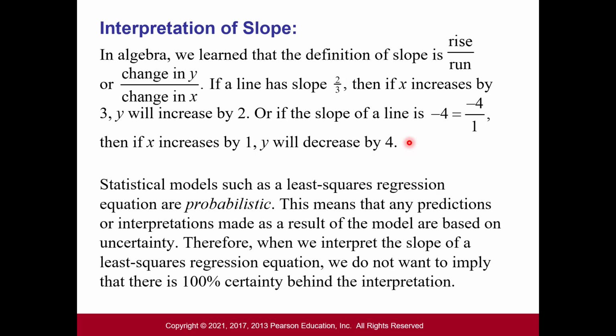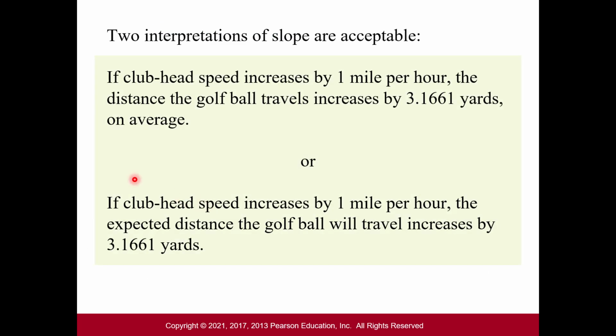So in statistical models, like our least squares regression equation, we call that probabilistic. This just means that any predictions or interpretations made as a result of the model are based on some uncertainty. So when we interpret the slope of a least squares regression equation, we don't want to imply that there's 100% certainty behind this interpretation. We just need to be aware that there is some uncertainty with this process. So two interpretations of the slope can be acceptable.